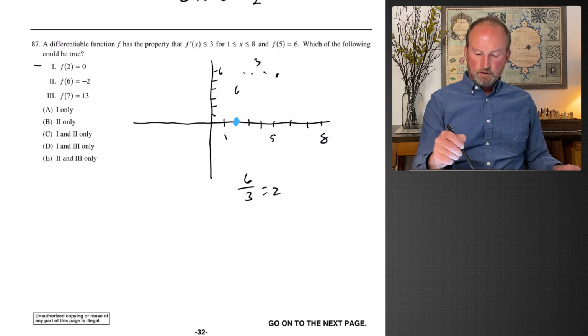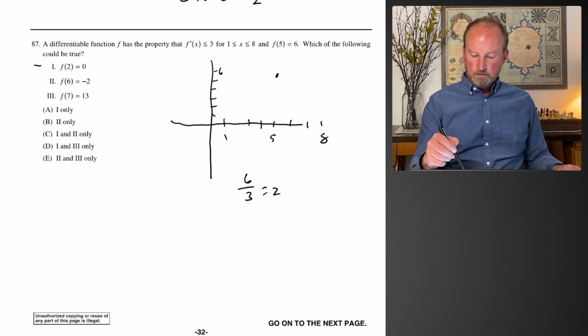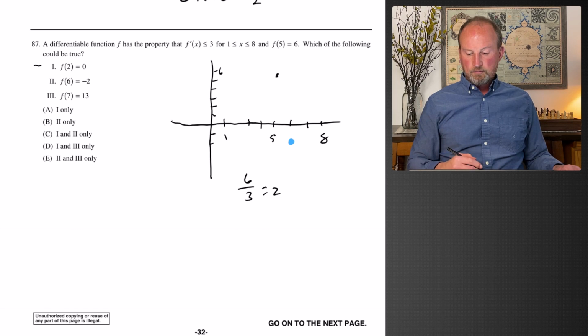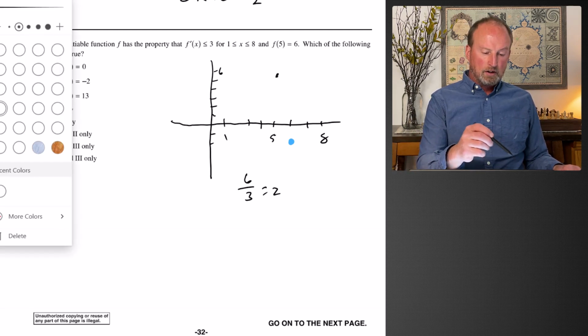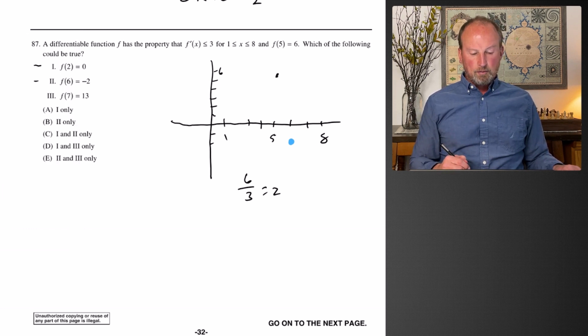Get rid of what I just graphed. Next point: 6, negative 2. When x equals 6, y equals negative 2. Is this point an option? Well, let's calculate the slope. My slope is negative. Clearly a negative is less than 3, so I don't even have to calculate what it is. I know it's negative. So letter 2 is also an option.